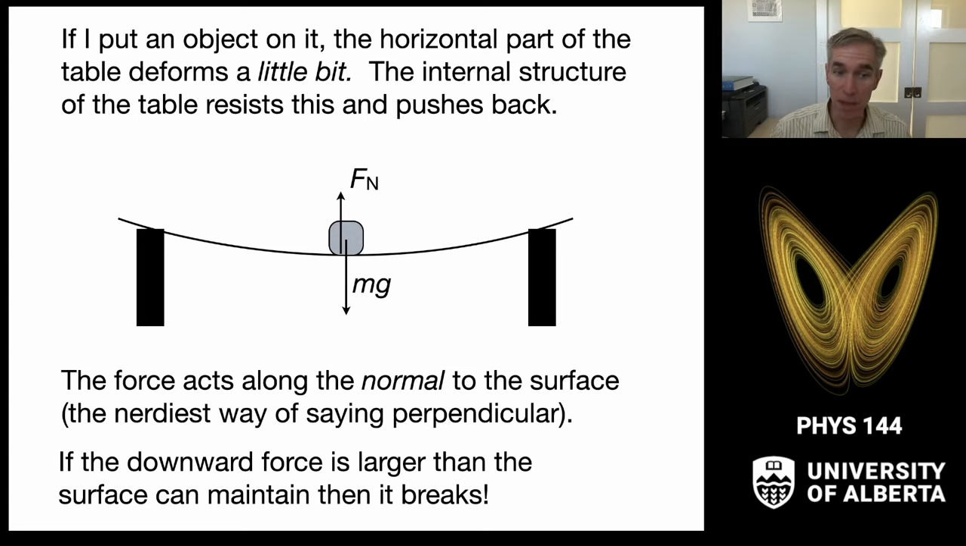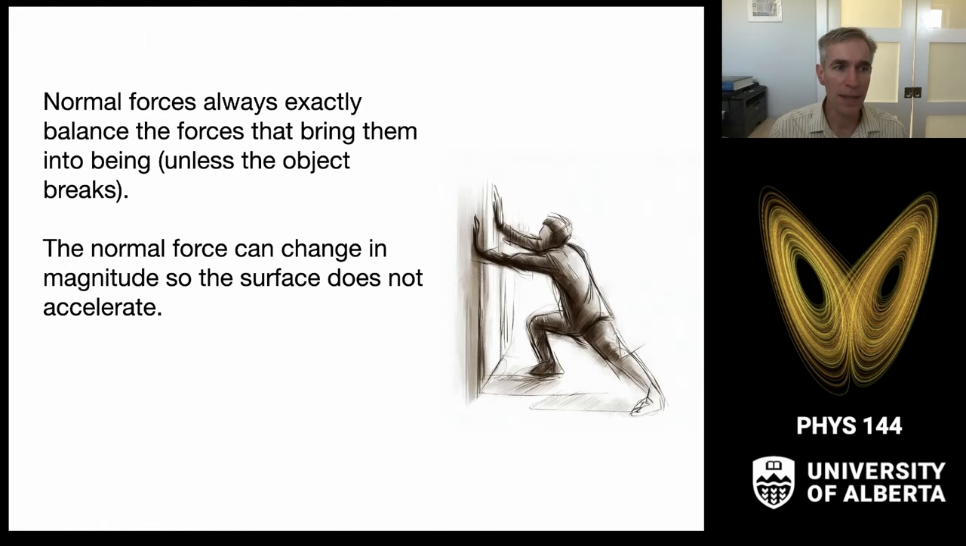That normal force can be larger than a surface can maintain, and it will break. But otherwise, that normal force provides exactly enough force to balance the forces that bring them into being. So it will basically deform to a point where the object comes to equilibrium. So the normal force will balance however hard the object is pushing down on it. So the normal force will therefore change in magnitude so that the surface does not accelerate. And so the object remains on the surface.